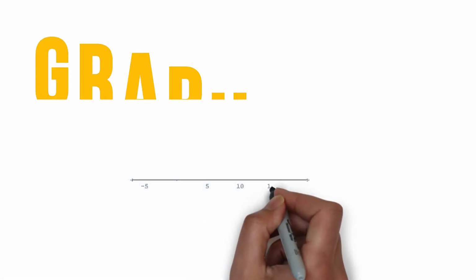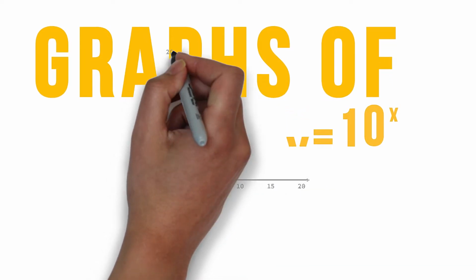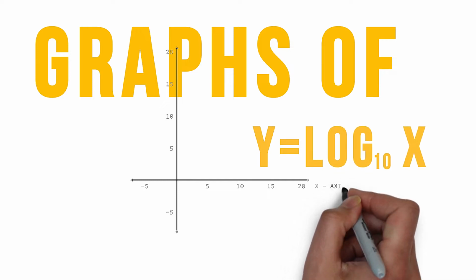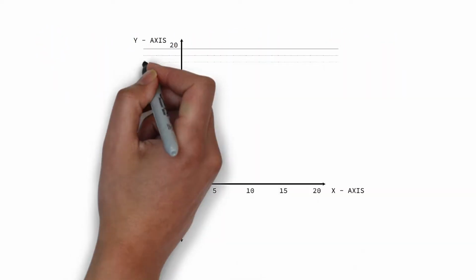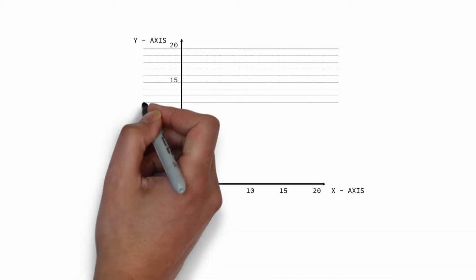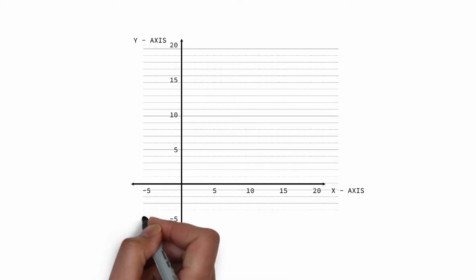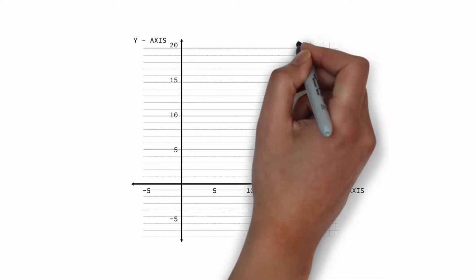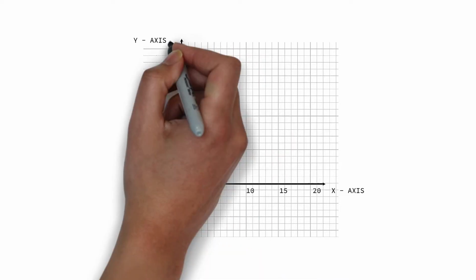We're going to look at the graph of y equals 10 to the power of x and make a comparison with the graph of y equals the log of x to the base of 10. If we draw the 2 graphs, we'll be able to notice that one graph is the inverse of the other graph. This understanding will help us connect the topic of indices to the topic of logarithms.